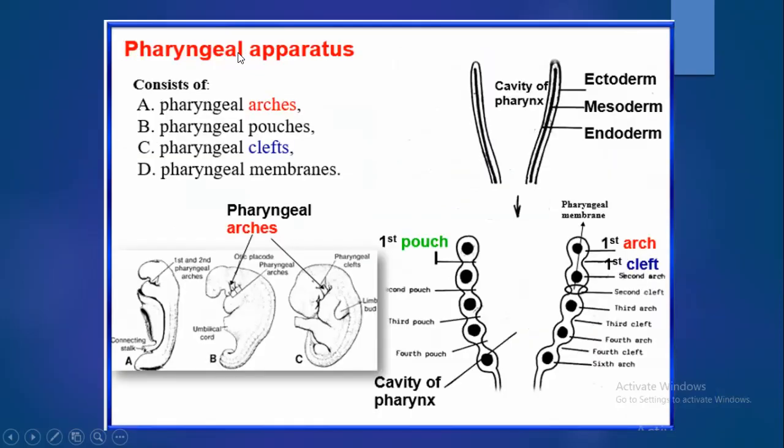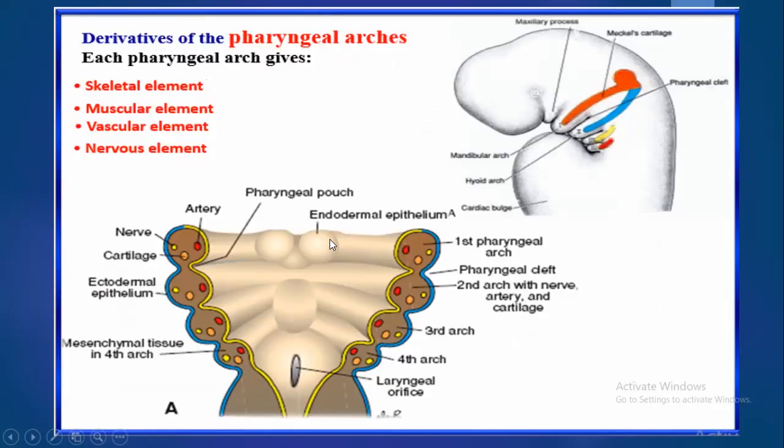The pharyngeal apparatus consists of pharyngeal arches, pharyngeal pouches, clefts, and the pharyngeal membrane. As a general rule, the pharyngeal apparatus comes from ectoderm, the outside layer, mesoderm, in between, and endoderm, inside. In this picture, this is the pharyngeal arch, this is the pouch, and this is the cleft. So arch, pouch, and cleft.